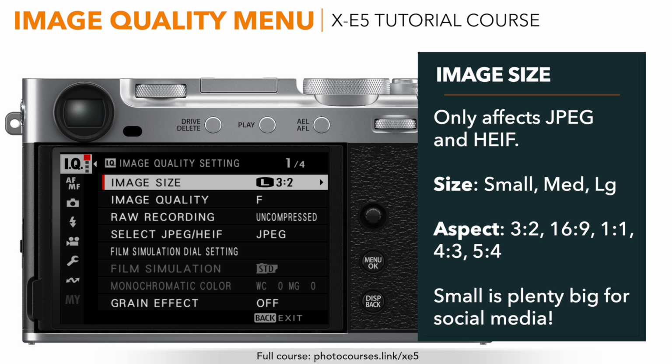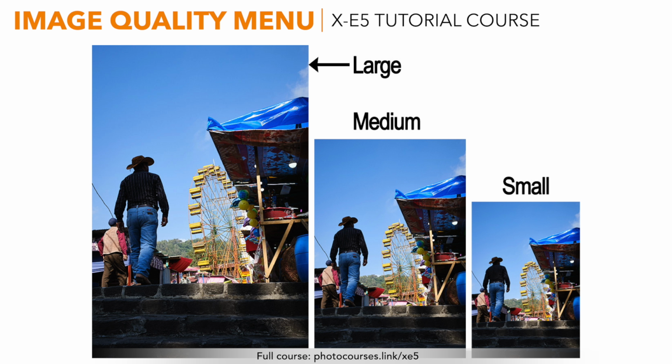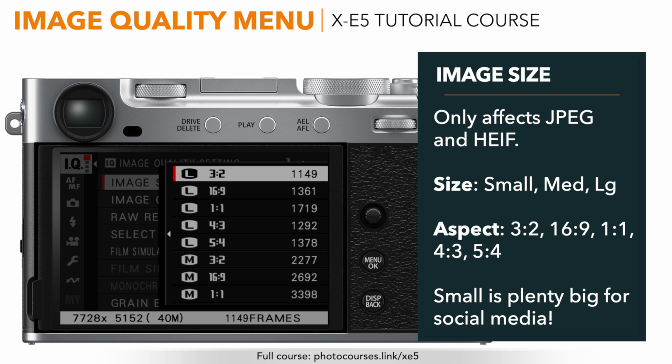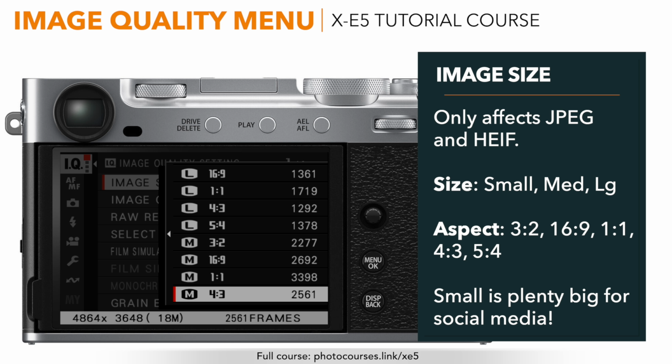Image size is where you're going to set the size and shape of your JPEG files. If you're only recording the RAW file format, this isn't going to apply. You have three size options: large, medium, and small. Large is going to be the full sensor size. Every pixel is going to be recorded without downsizing. Medium is going to be half of that, and then small is going to be half of medium, or 25% of the large size. If you're only sending these photos to social media or friends or even a website, the small size is plenty big.